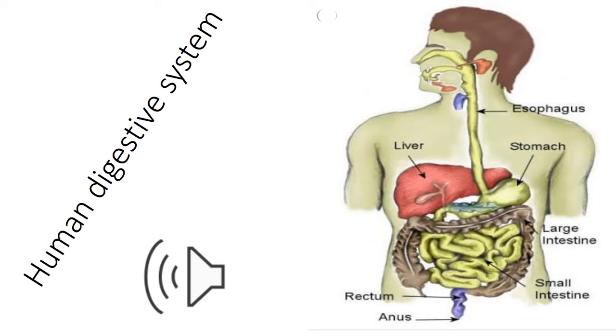So this is the picture of the human digestive system. How food goes from mouth to esophagus, then from esophagus to stomach, then stomach to small intestine, then small intestine to large intestine, and then large intestine to anus. Right? So this is how digestion happens in the human body.